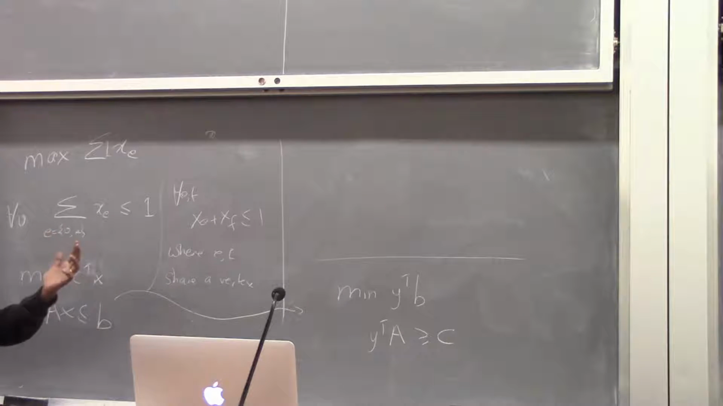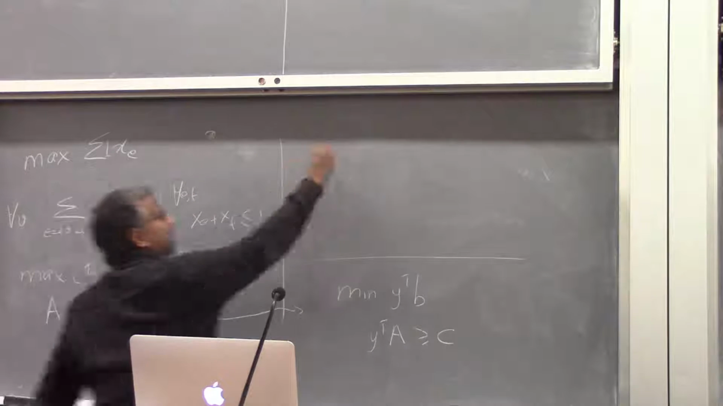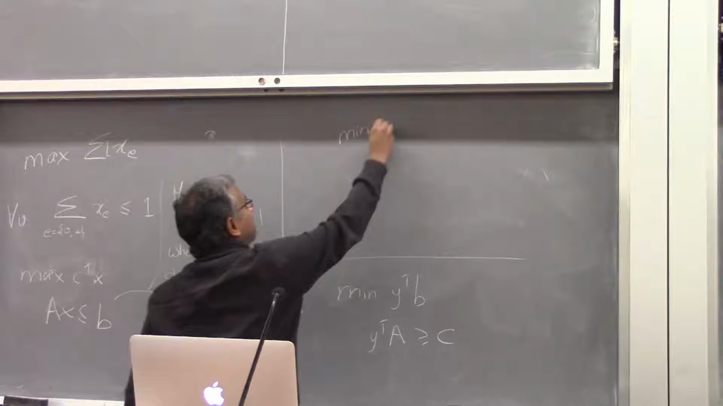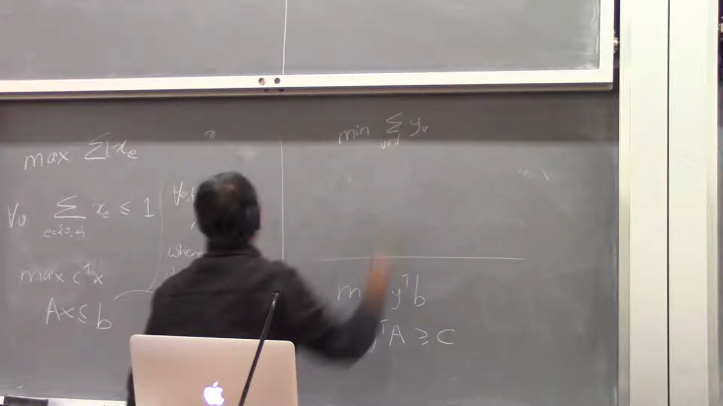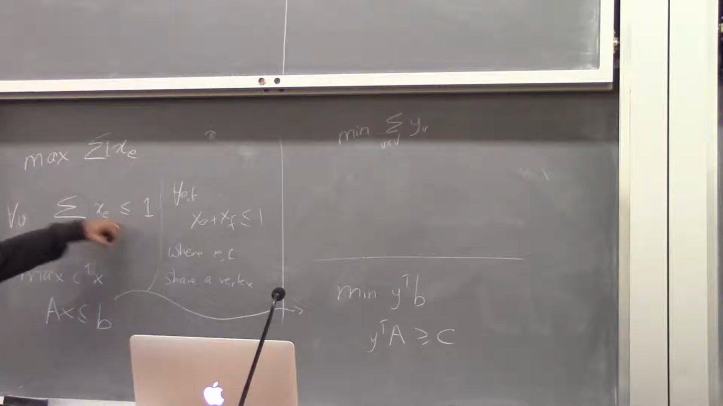Now what are the Y's? These are dual variables. Remember we said there's one dual variable for every primal constraint. What are the primal constraints? These are vertex constraints. There's one constraint for every vertex. So there must be one dual variable for every vertex. Let's call it YV. So if you look at this, we're going to get something like minimize the summation of YV over all V, because B is all ones.